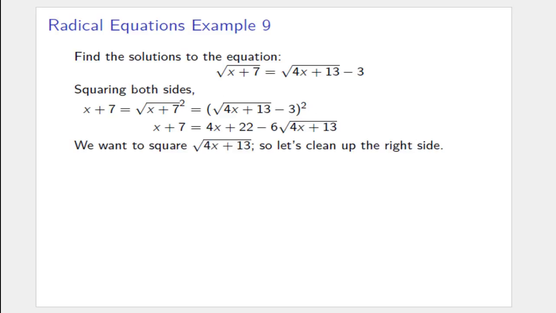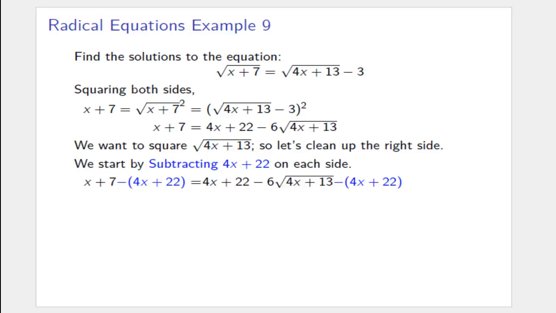So we want to square the square root of 4x plus 13, which means we need to clean up the right-hand side. We can start by subtracting 4x plus 22 on each side. This gives us x plus 7 minus (4x plus 22) equals 4x plus 22 minus 6 times the square root of 4x plus 13 minus (4x plus 22). Now 4x plus 22 minus (4x plus 22) is just 0. So on the right, we have negative 6 times the square root of 4x plus 13.